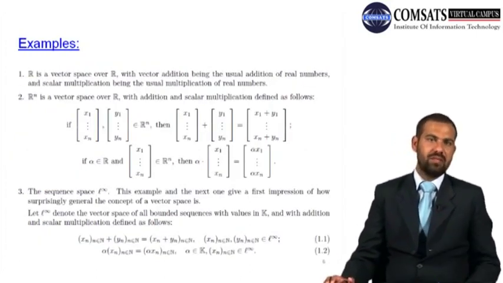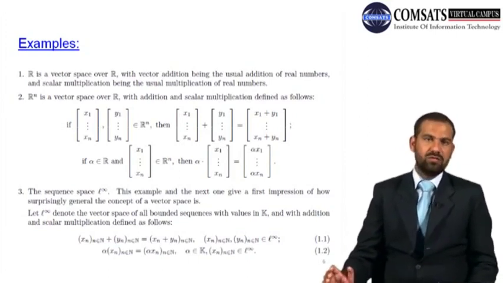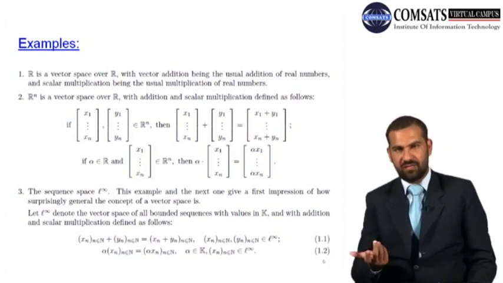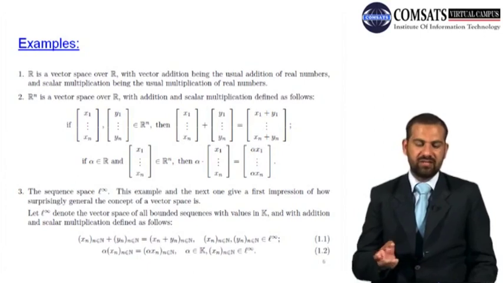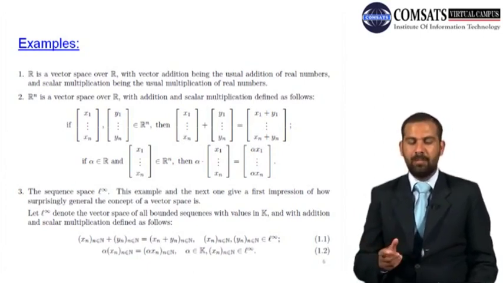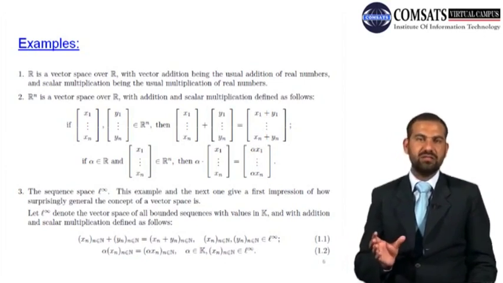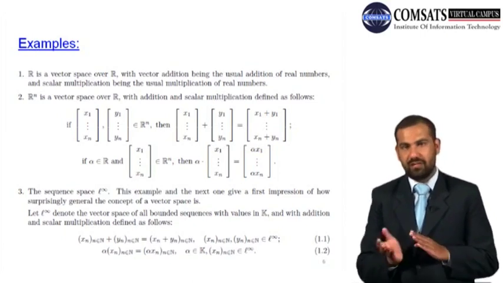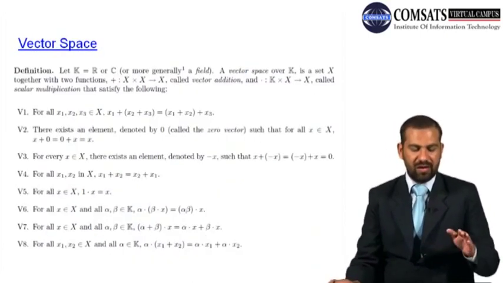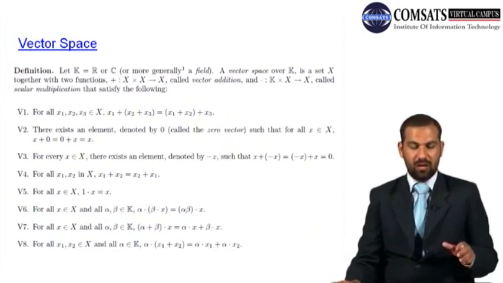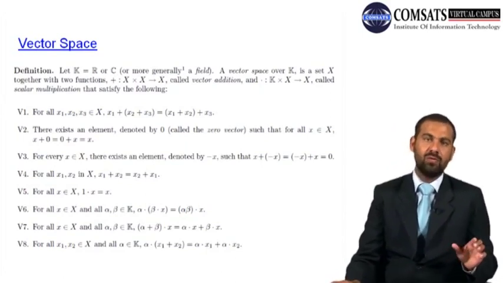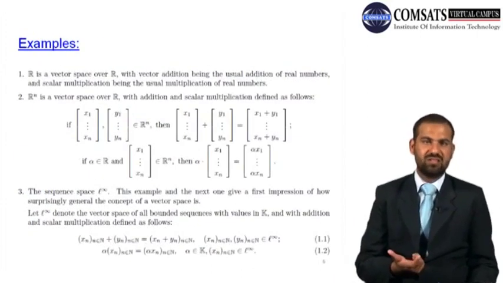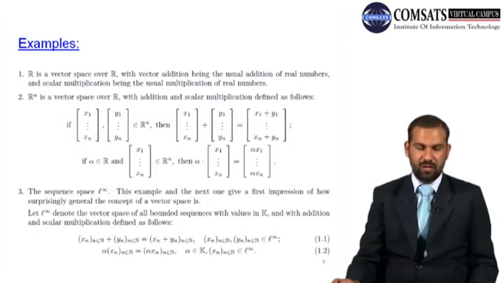Now next, we discuss some examples of vector spaces. The very first example of a vector space is R. R is a vector space over the field R itself, where you take all the constants belonging to that field, with vector addition being the usual addition of real numbers and scalar multiplication being the usual multiplication of real numbers. We know that the sum of two real numbers is a real number, and the product of two real numbers is a real number. So real numbers satisfy all 8 axioms, all the properties of a vector space. So the space R is a vector space.